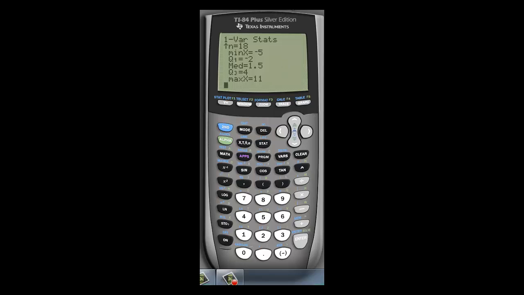So hopefully this helps you out in calculating these measurements, which once again can be very tedious doing by hand, especially with a large data set.